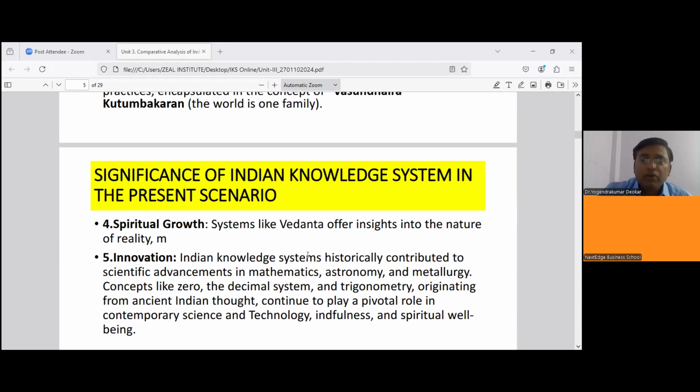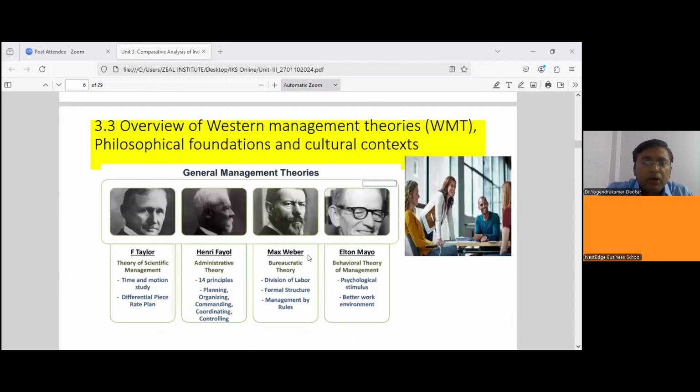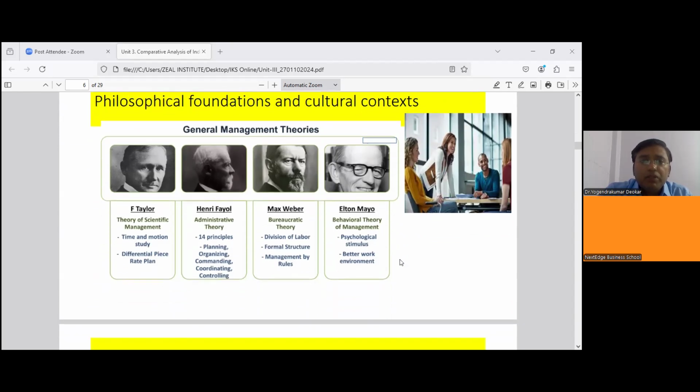Okay, for development and success, a little bit of stress is required, but the only thing is that it should not overcome your personality. Okay, if it overcomes your personality, it may create a big problem. Okay, spiritual growth, innovation, all these factors are present in our scenario. But on the other side, we can also respect the Western management theories, whether it is Taylor, Fayol, Weber, or Mayo. They spent their lives for the development of this subject.